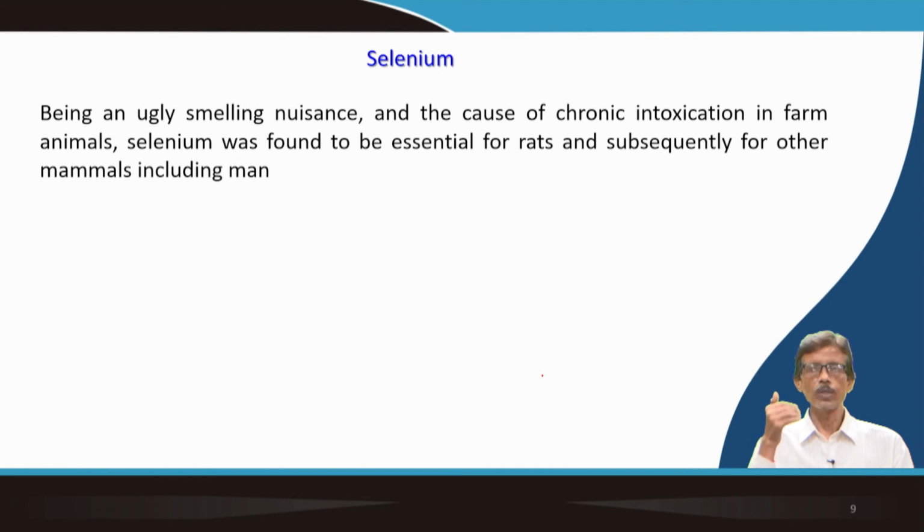So, side by side, we look at the sulfur and selenium properties, and the basic properties of these. It is not that you simply put an E instead of the capital S of elemental sulfur; there is a difference in the elemental composition from sulfur to selenium. When people identified elemental selenium, its smell was very bad, an ugly smelling nuisance, and it causes chronic intoxication of farm animals like poultry, the chicken, hen and others. So, the farm animals are suffering.